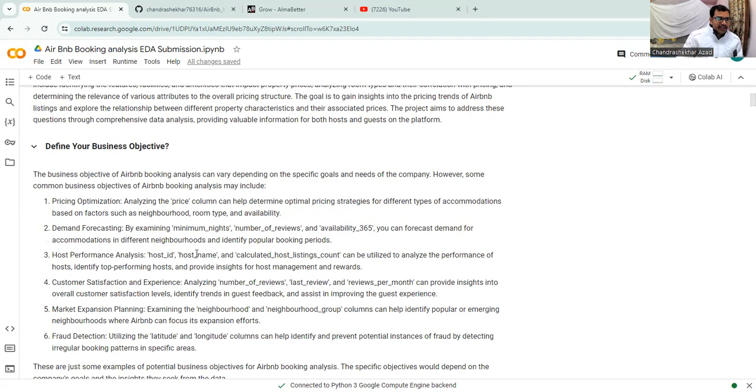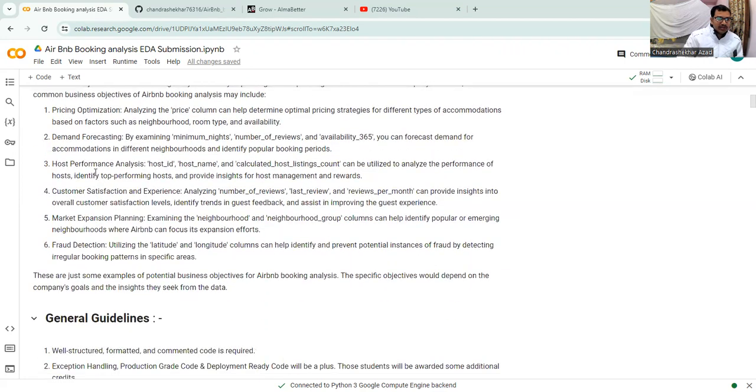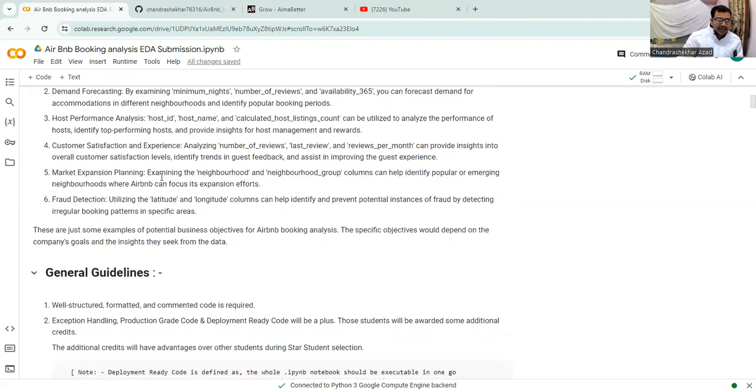The second is demand forecasting. By examining minimum number of nights, number of reviews, and availability 365, you can forecast demand for accommodation in different neighborhoods and identify popular booking periods. Host performance analysis, customer satisfaction and experiences. Analyzing the number of reviews, last review, and reviews per month can provide insights into the overall customer satisfaction levels.